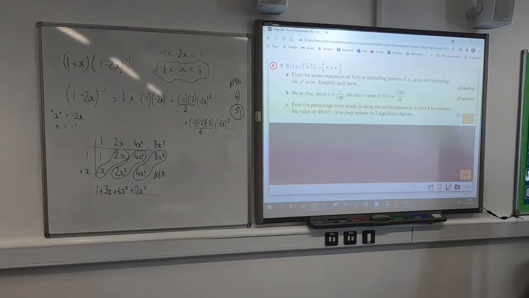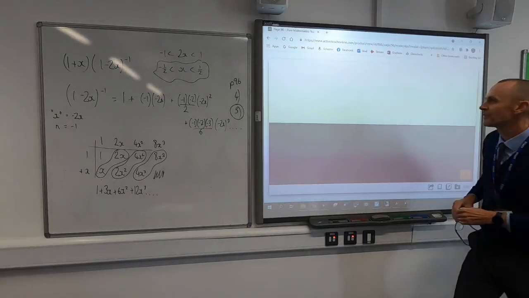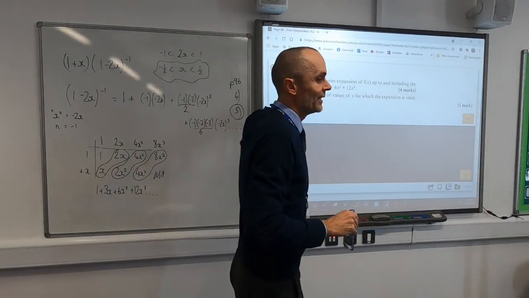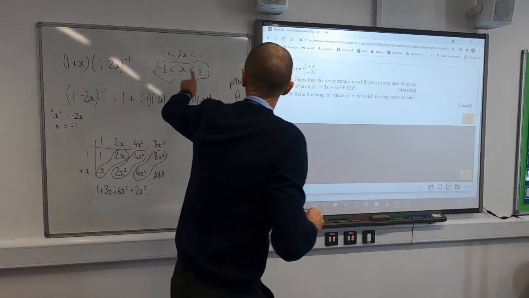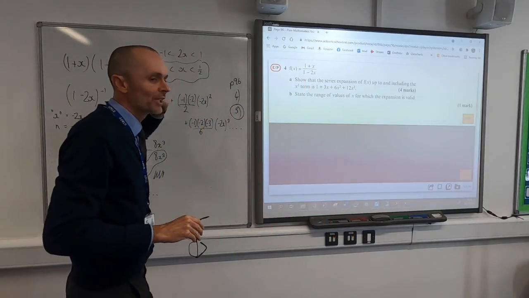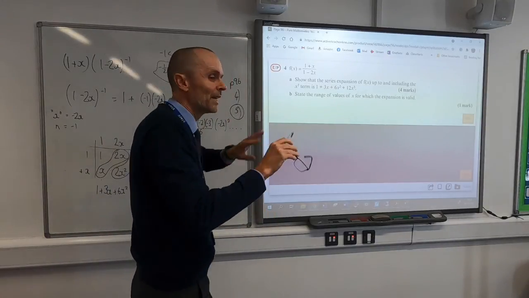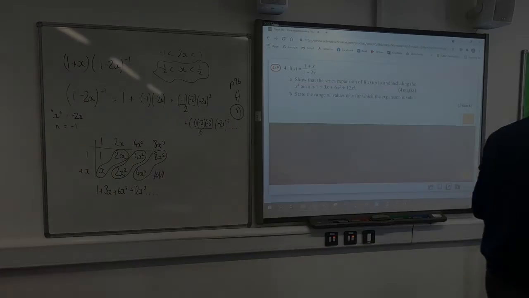When is the last one valid? The last one is valid because this is the bit that we expanded. So the 2x has to be between minus 1 and 1. So it's between minus a half and a half. Why don't you put minus 2x? Well, you could, but it makes no difference. Oh, it makes no difference.